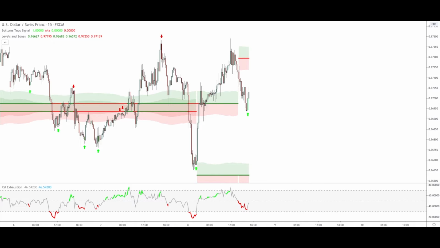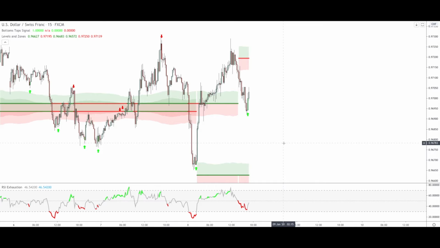So let's get to the setup. What we see here is the US dollar versus Swiss franc on the 15 minutes time frame. We recently had an up movement and then kind of a retracement, and then I'm looking for another up movement about the same size as this one.